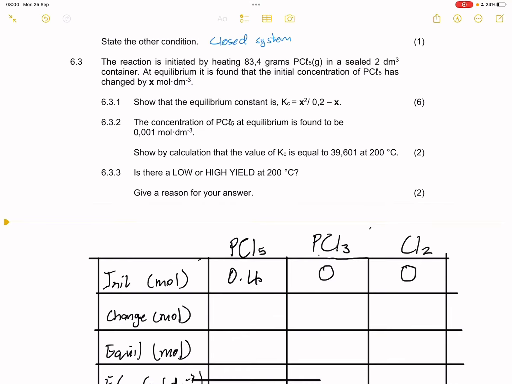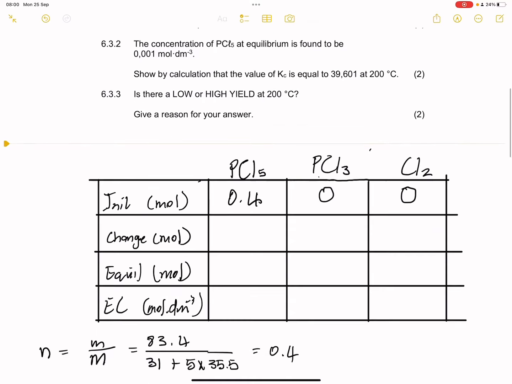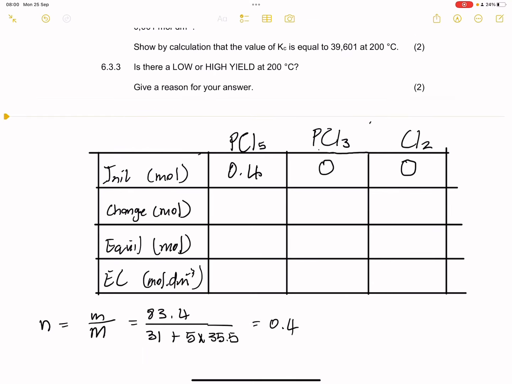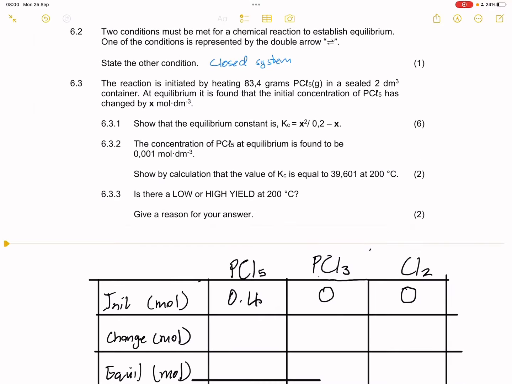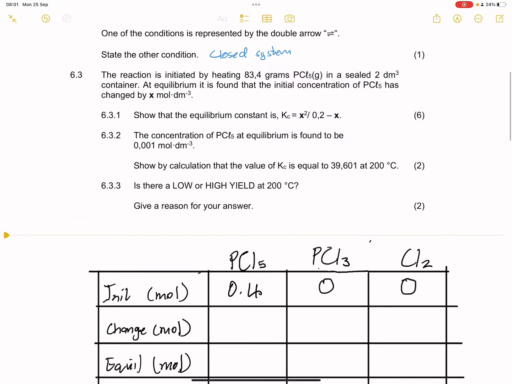And remember, they say to us that at equilibrium it is found that the initial concentration of PCl5 has changed by X moles. Which means that we've changed by a certain number of moles. In fact, I think it would have served us even better to draw this table in terms of concentrations, but I'm going to keep to moles because I've already started with moles.